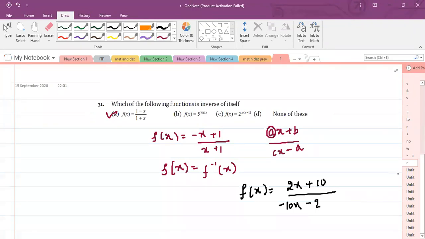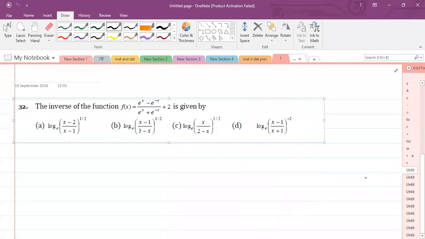So let me move on to the next problem. The inverse of the function f of x is equal to e raised to x minus e raised to minus x, divided by e raised to x plus e raised to minus x, plus 2.